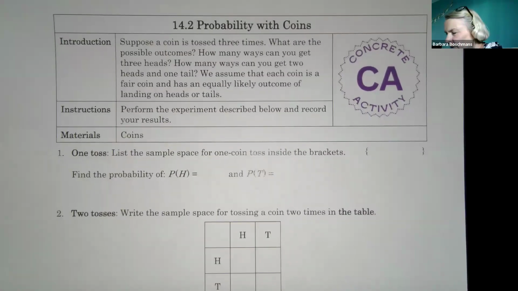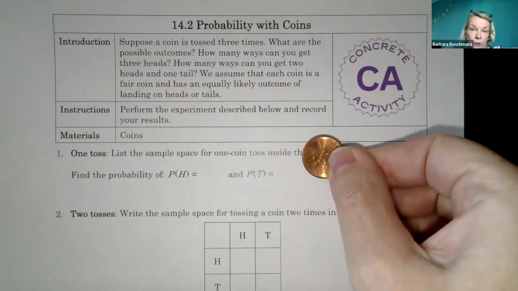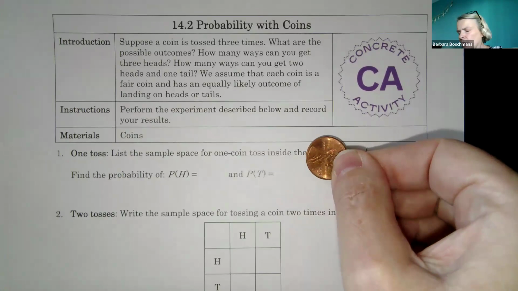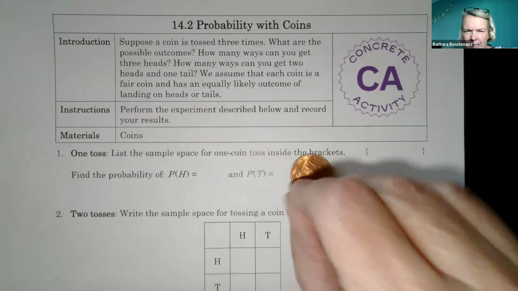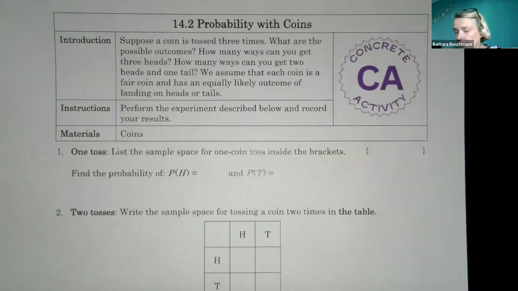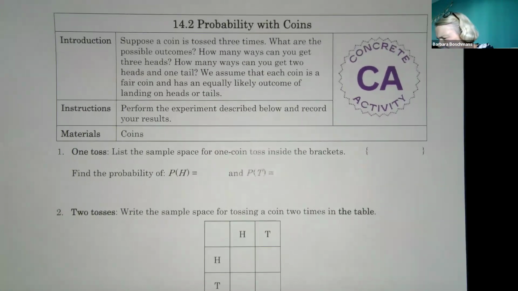Activity 14.2 is probability with coins. To make things easy, you can just use one coin. I'll also show you the virtual version. So on a coin, you have heads or you have tails. Those are the two possible outcomes.